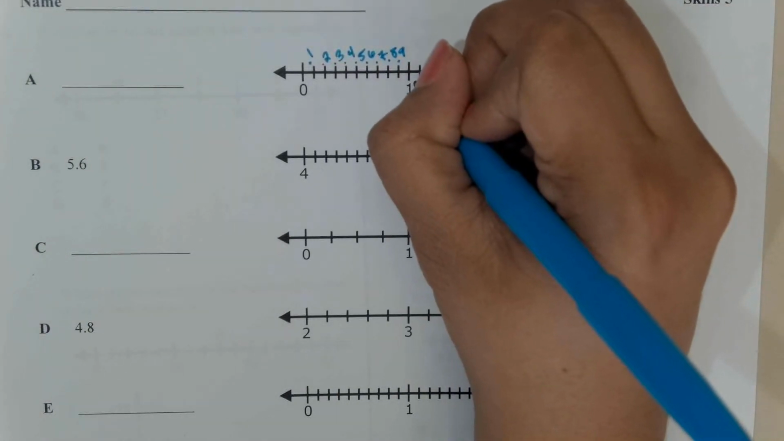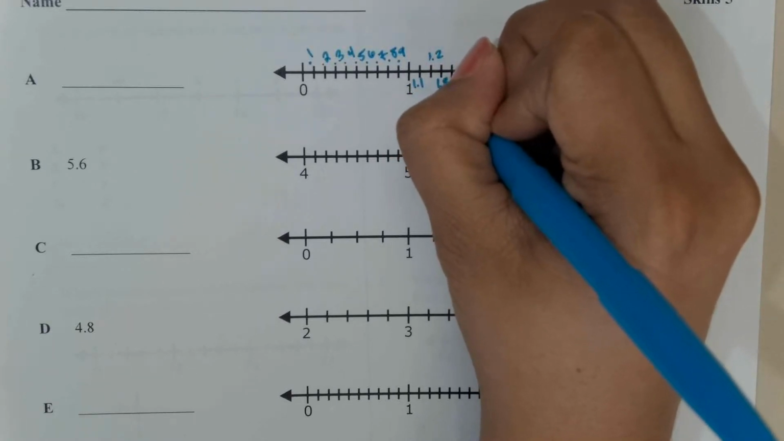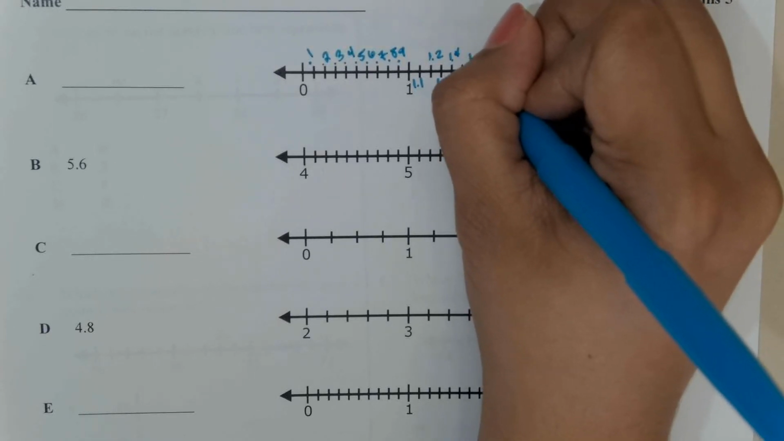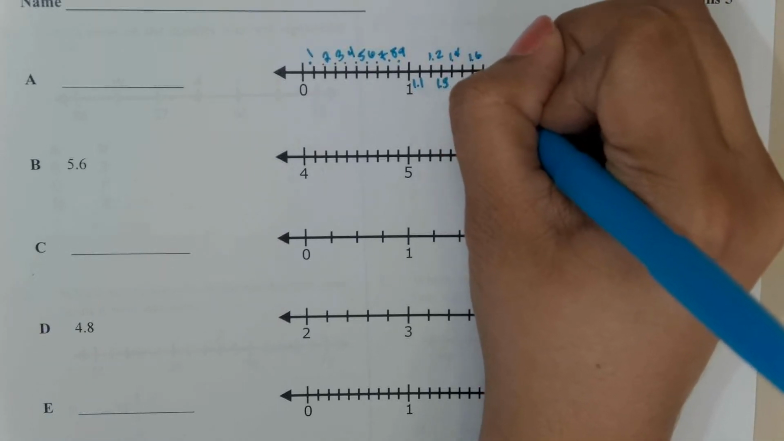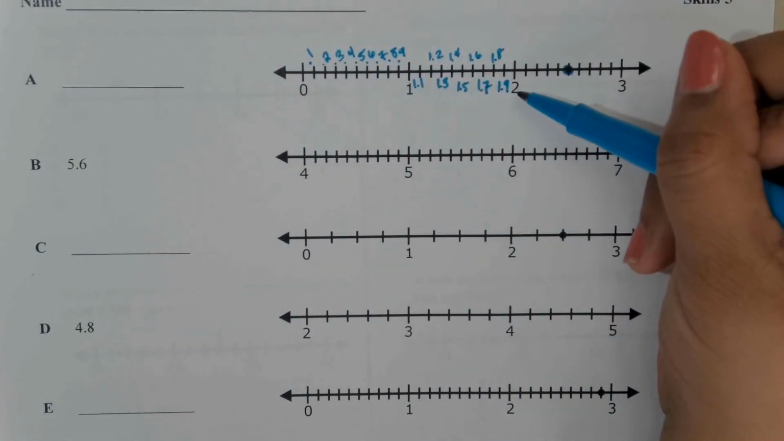Now I have 1 and 1/10, 1 and 2/10, 1 and 3/10, 1 and 4/10, 1 and 5/10, 1 and 6/10, 1 and 7/10, 1 and 8/10, 1 and 9/10, 2.